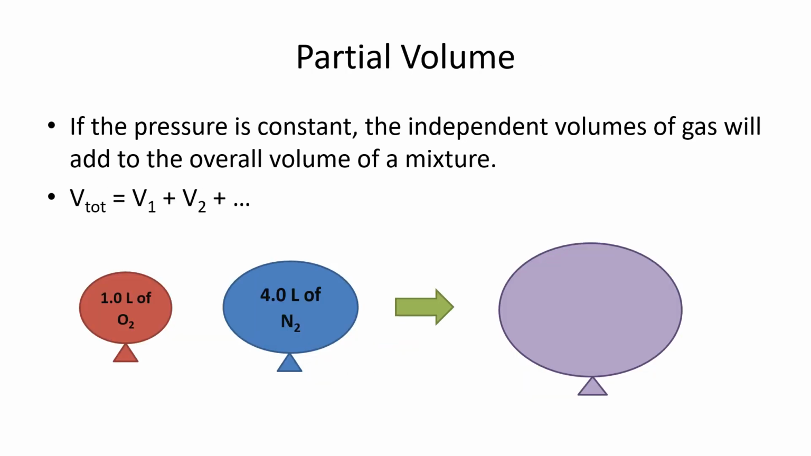So as a mathematical relationship, you can say that the total volume is equal to the sum of all the partial volumes. You can think of the nitrogen taking up 4 liters of the space inside this balloon, and the oxygen would take up 1 liter, and so overall you're going to end up with 5 liters of the mixture in this balloon. And so those are called partial volumes. So partial volume, partial volume, and 5 liters would be the total, right?